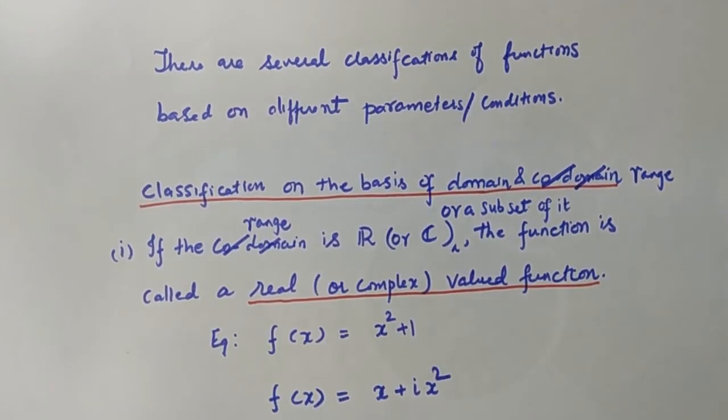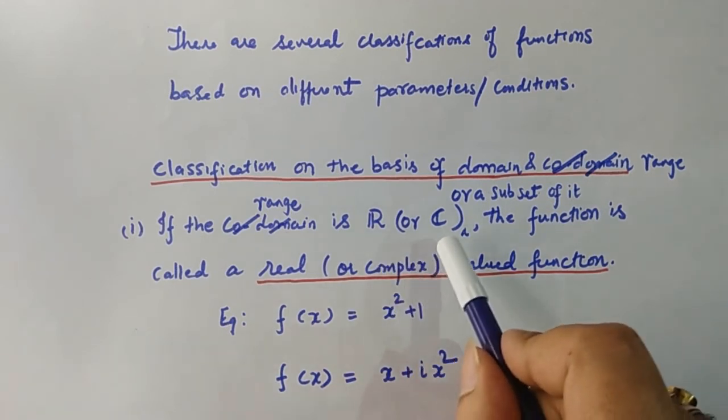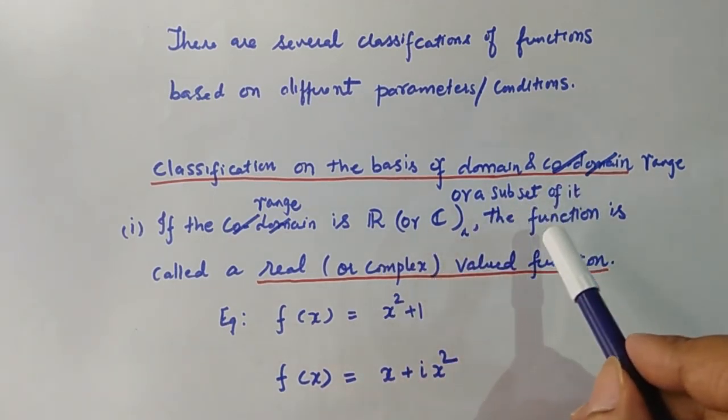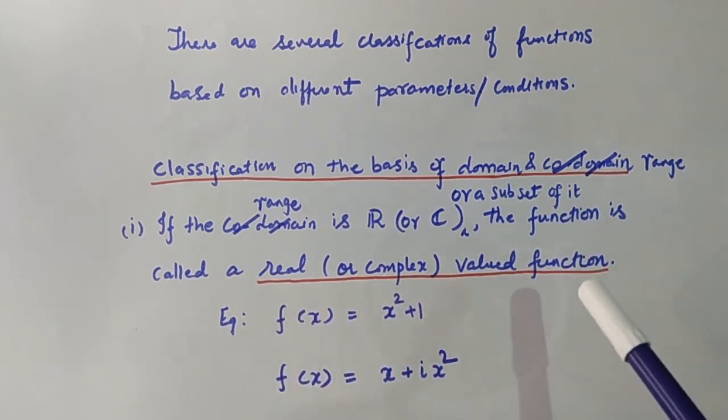We now proceed to give a classification of functions based on different parameters or conditions. The first among which will be the classification based on the domain and range of the function. If the range of the function is R or C, or a subset of R or C, the function is called a real or complex valued function. In other words, if the function takes values in the real number line or the complex plane, we say that the function is real valued or complex valued depending upon the case.